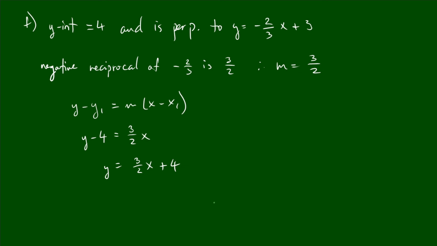That is the equation of the line that has a y-intercept of 4 and is perpendicular to y equals negative 2 over 3 x plus 3.